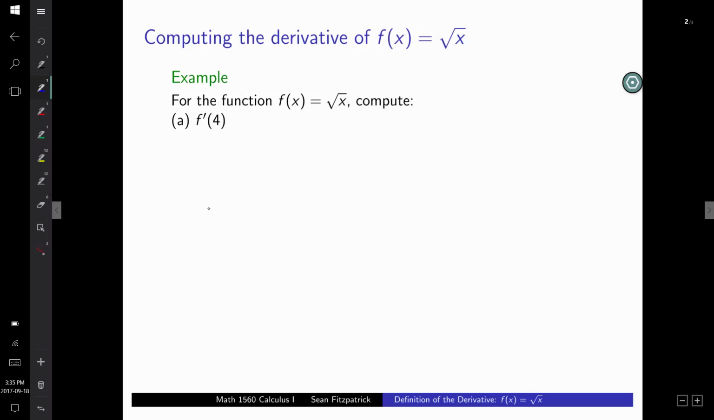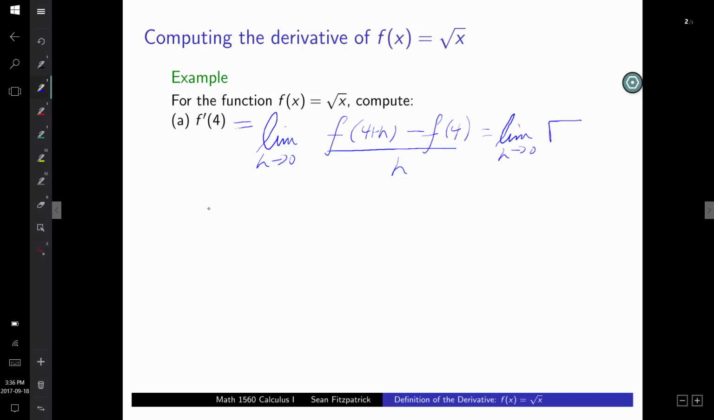So let's do f prime of 4. What does the definition say? The definition says that this is the limit, h going to 0, of f of 4 plus h minus f of 4 over h. So f of 4 plus h, I take 4 plus h, I stick that under the square root, the square root of 4 plus h, and of course the square root of 4, that's just 2, over h.